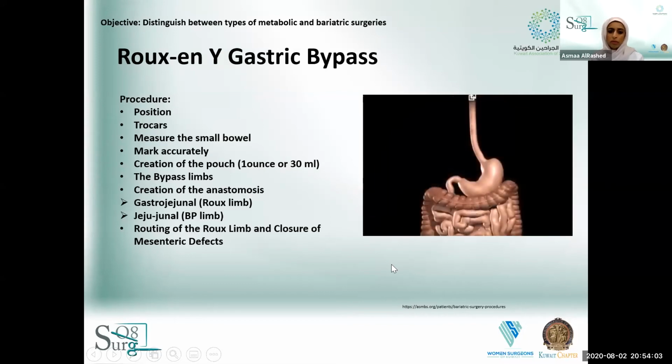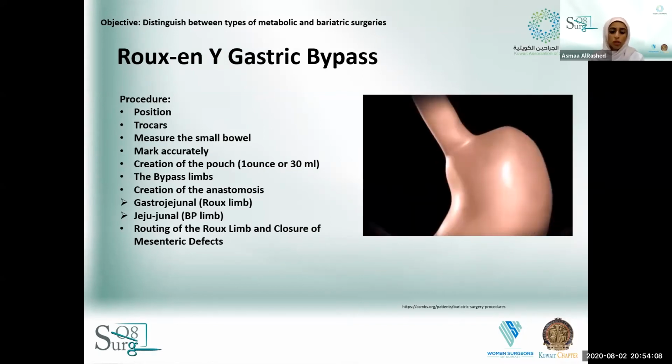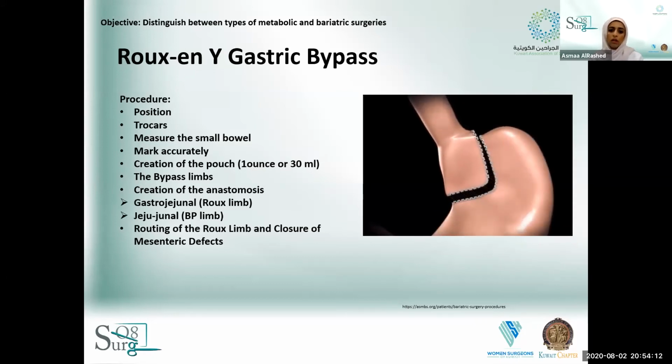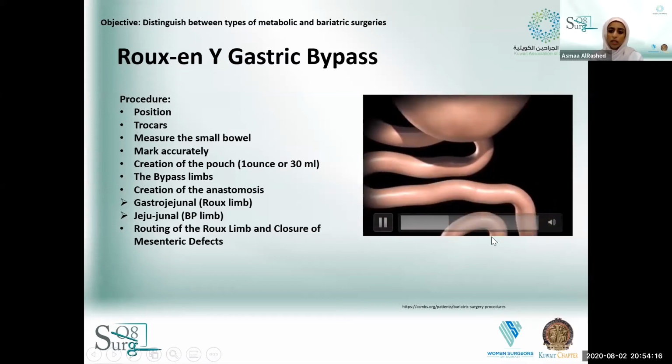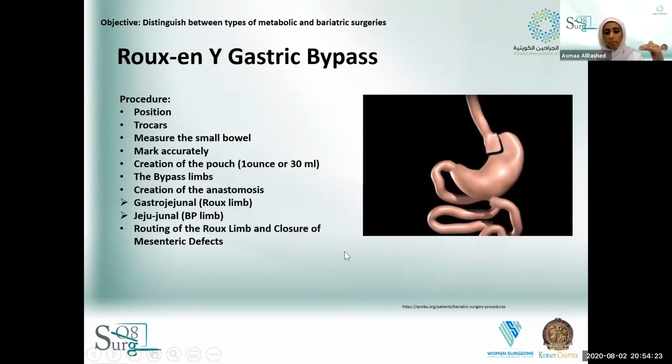Roux-en-Y gastric bypass for a long time has been the gold standard when it comes to bariatric and metabolic surgery. In the States, it was for a long period of time the number one procedure that is done. You can see here, you create your pouch, and then after that, you're going to go and create your anastomosis. Gastric bypass has 2 anastomoses. But now the sleeve gastrectomy is actually, across the world globally, the number 1.